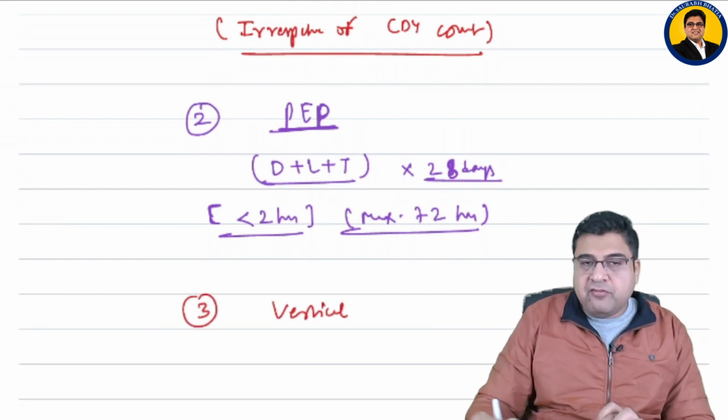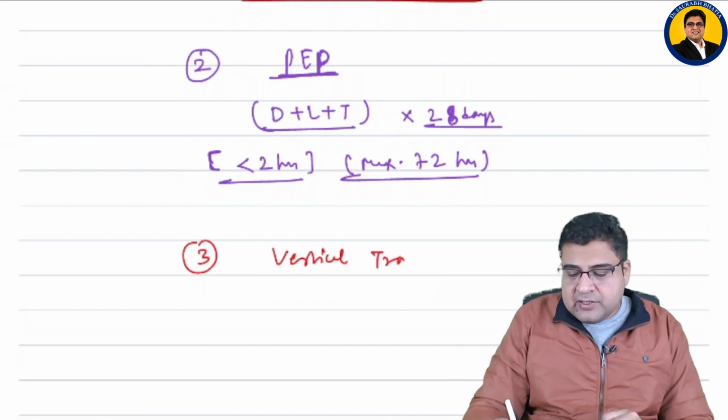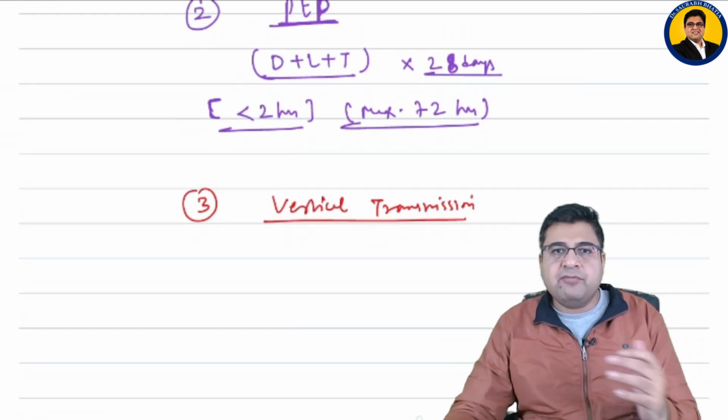Now, third is vertical transmission. Whenever any female delivers a baby, there is a risk that the infection present in the mother can be transferred to the baby. We call it vertical transmission.